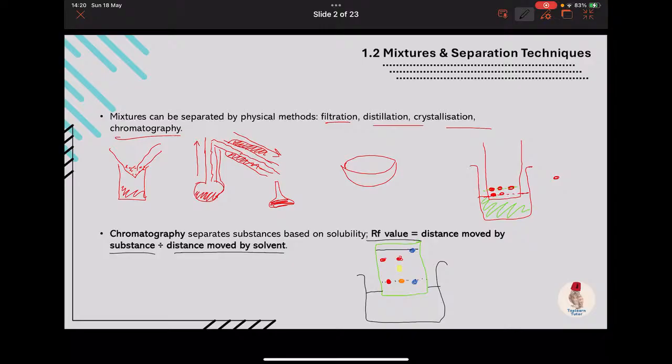And then let's say the solvent has moved up 85 millimeters, and the substance, let's say the ink, has moved up 68 millimeters. So the RF value will be 68 divided by 85, and 68 divided by 85 is 4/5, which is 0.8. So that would be our RF value. And that just tells us how much affinity the substance has for the page. And chromatography could be used to find out different chemicals and is a separation technique.